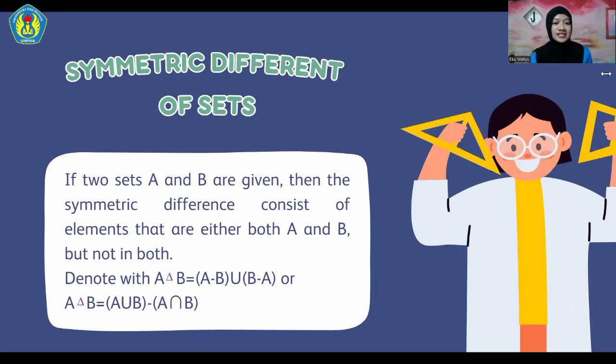The next material is symmetric difference of sets. If two sets A and B are given, then the symmetric difference consists of elements that are in either A or B, but not in both. The notation: symmetric difference between sets A and B equals A minus B union B minus A, or equals A union B minus A intersection B.